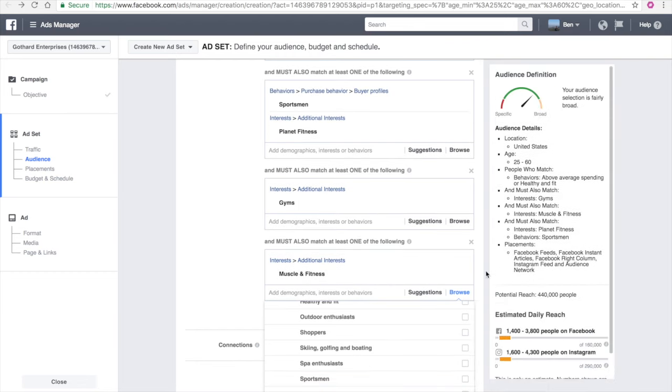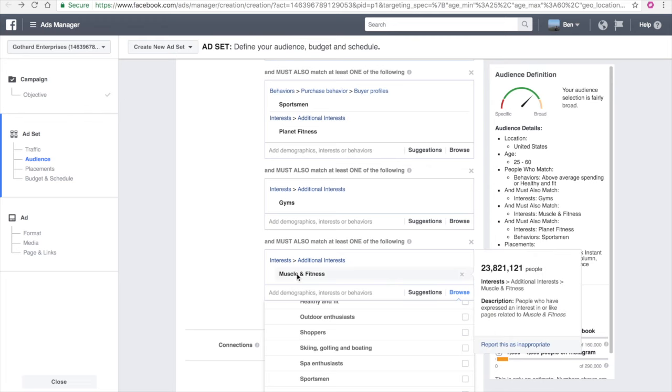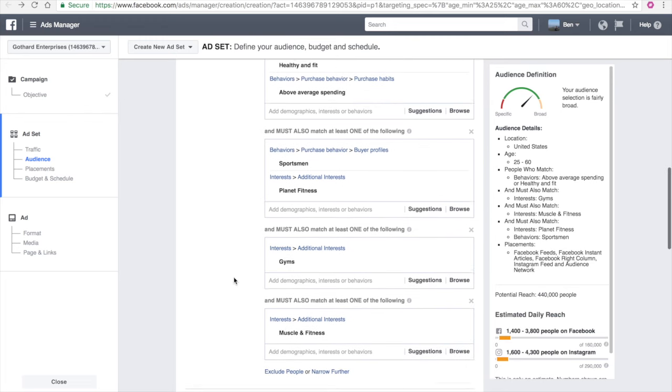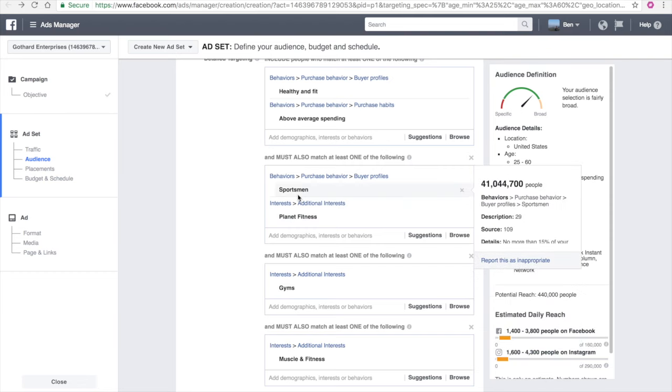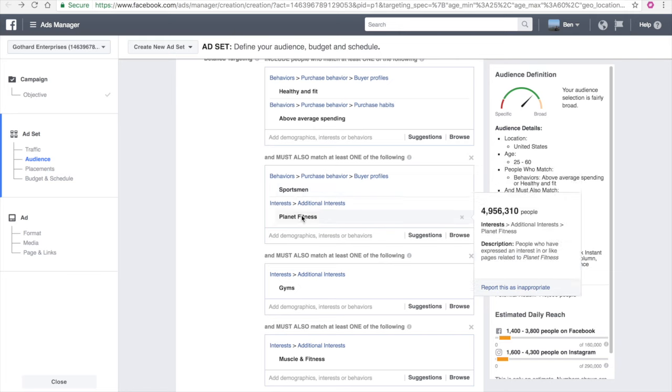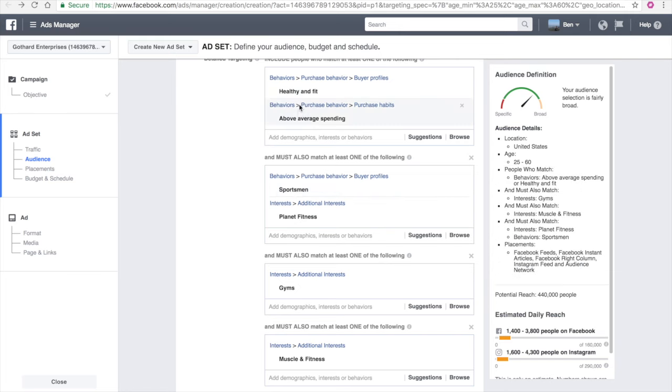So we're just trying to get to a good level of individuals who are part of our target market. And it actually stuck sportsmen with Planet Fitness, even though I didn't really intend for it to go there. I thought it was going to go here, but it brought our reach to about 440,000, which is a really good number to be at.